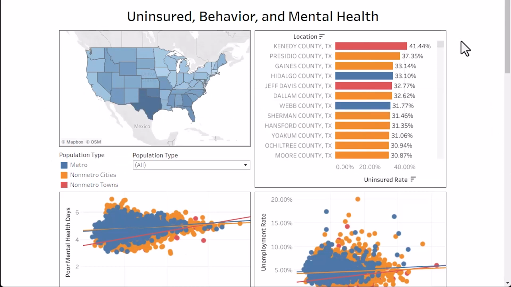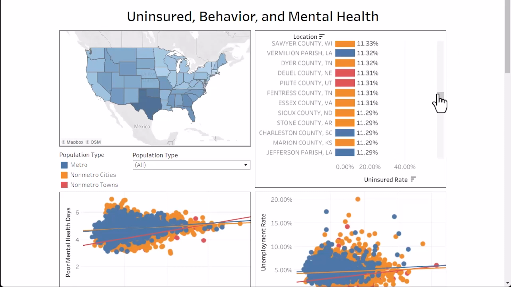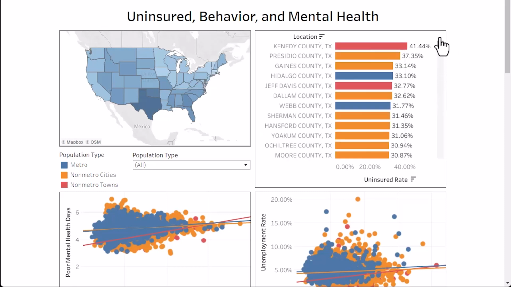Now off to the right is a listing of all counties across the country in decreasing order by uninsured rate. So we can see the highest uninsured rate is at the top, and if we scroll down we will be able to see counties with lower uninsured rates.